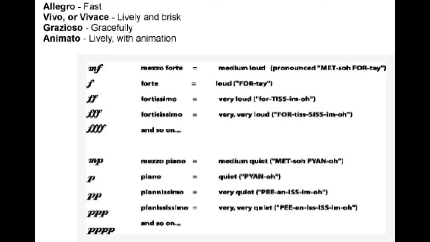Here are the musical terms to memorize for this week. Allegro means fast. Vivo or vivace means lively and brisk. Grazioso means gracefully. Animato means lively with animation.